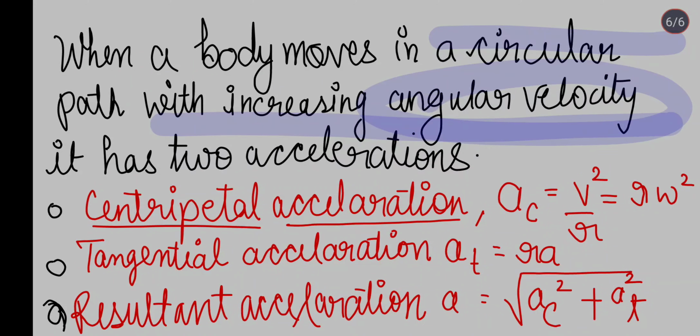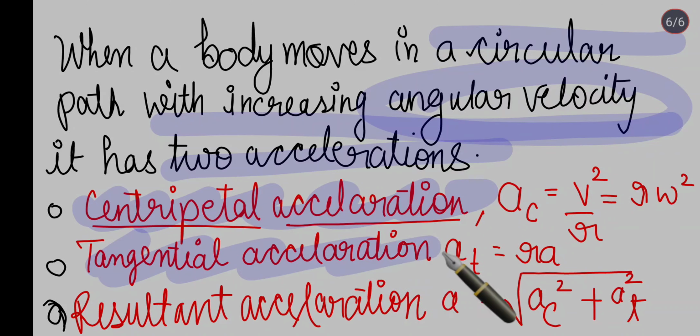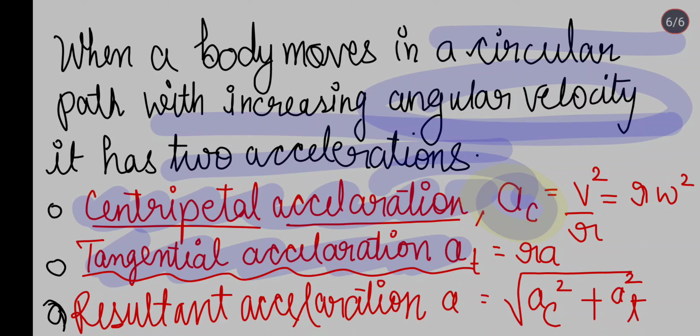Then you have this: when a body moves in a circular path with increasing angular velocity, it has two accelerations. Remember, centripetal acceleration and tangential acceleration. How do we find them? This is the representation for centripetal acceleration: a subscript c. And if I talk about tangential acceleration, it is a subscript t. So a subscript t is nothing but your tangential acceleration, which is r alpha. Okay, so here I hope you are clear.